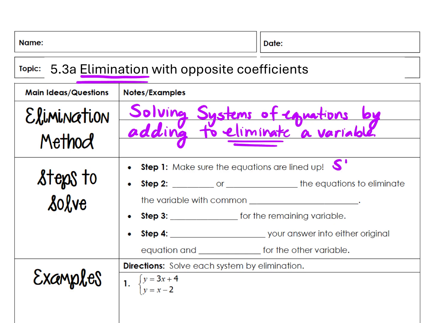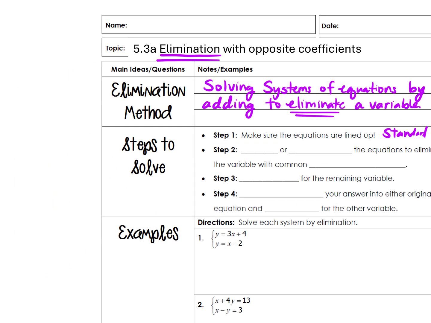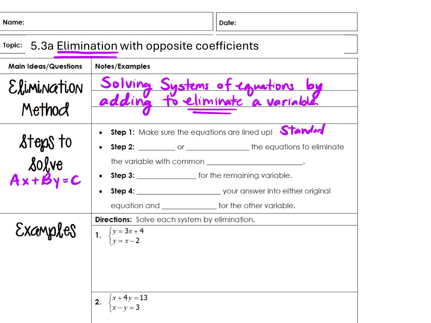We usually do these in standard form, okay? So I will show you what standard form looks like over here. It would be ax plus by equals c. I'll show you down below what I mean by that. Step one, make sure they're lined up and in standard form.